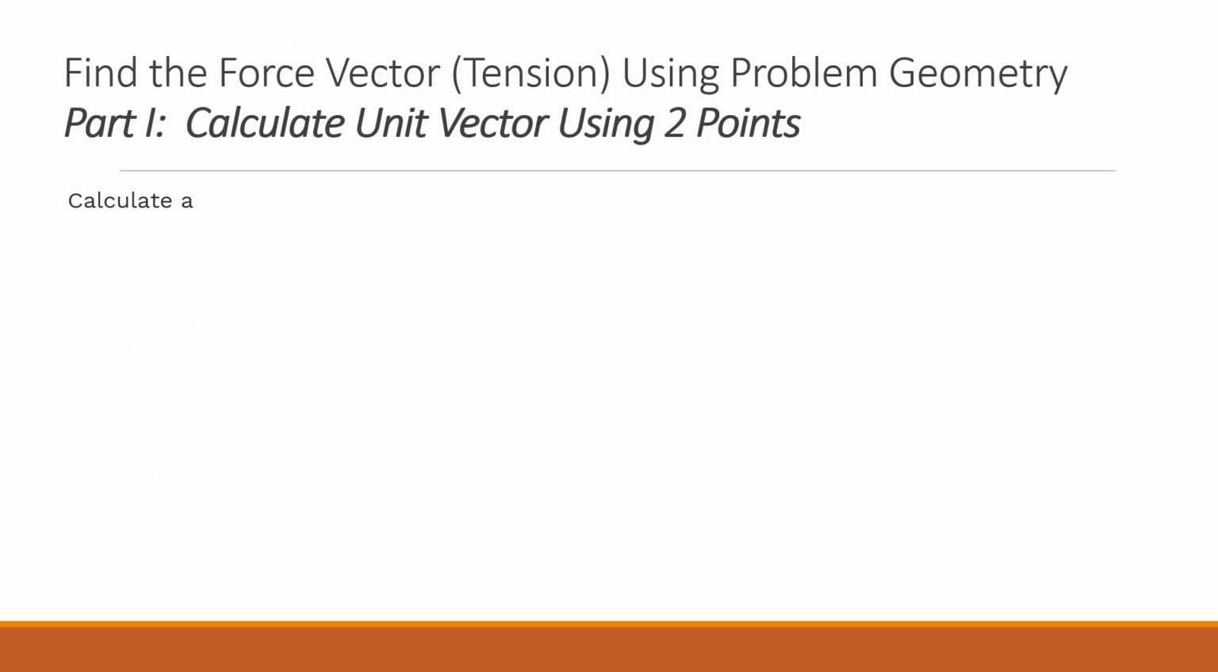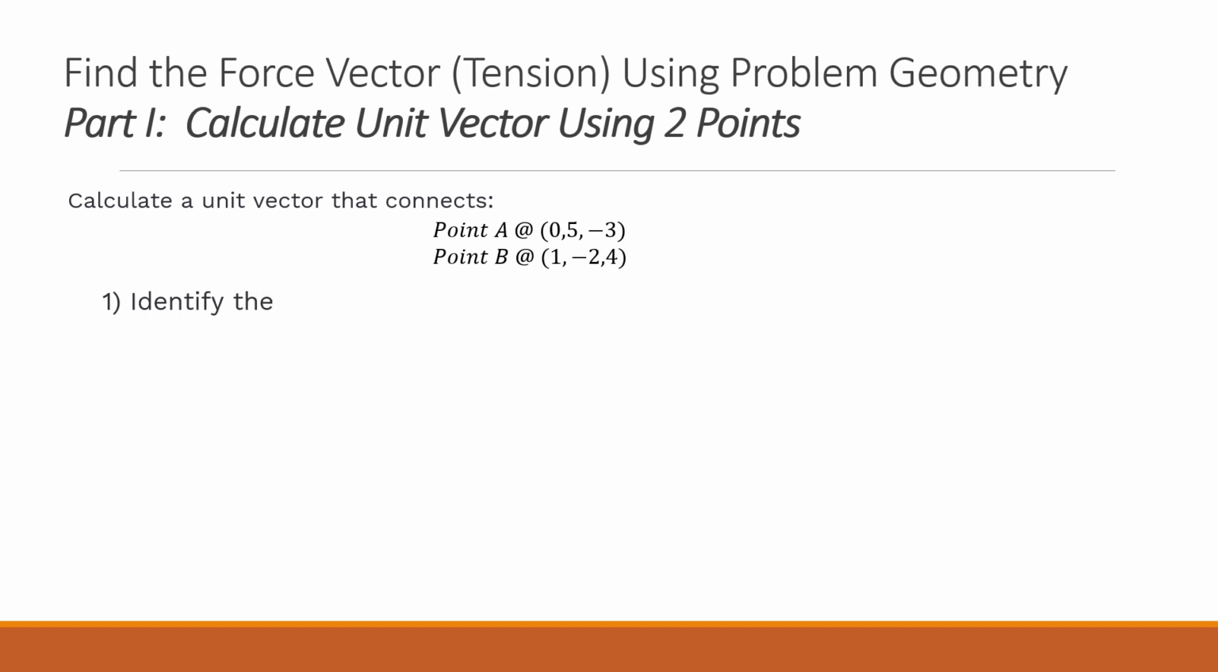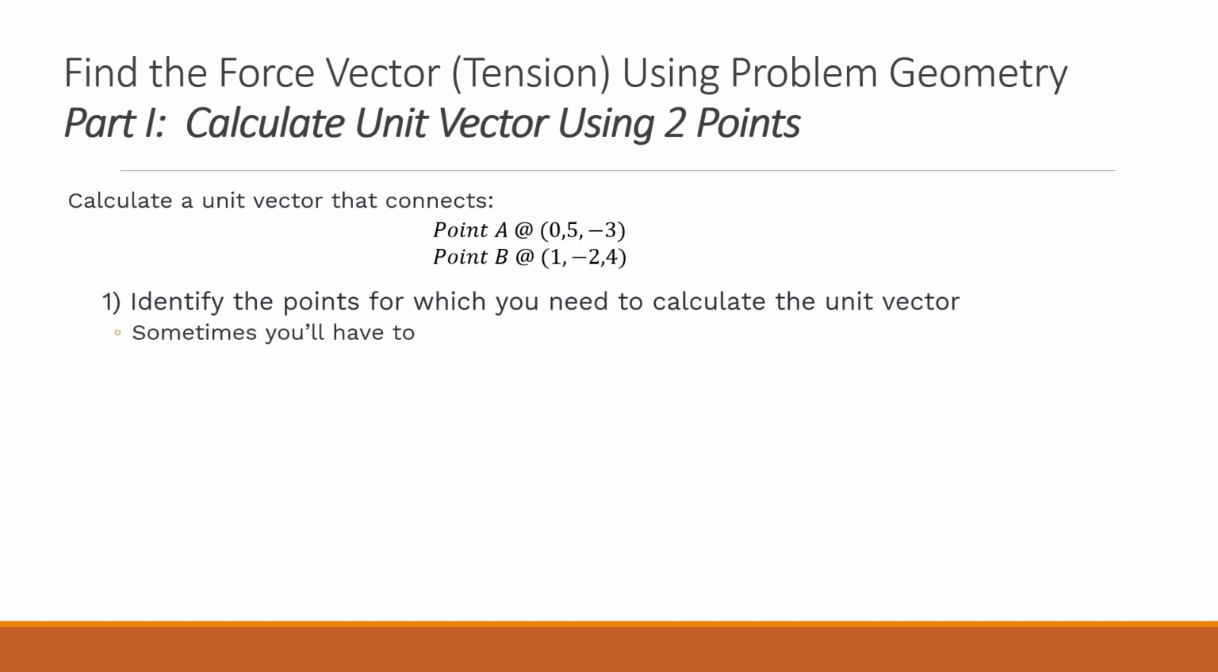So let's say we need to find the force of tension using problem geometry. Calculate a unit vector that connects point A at 0x, 5y, and negative 3z with point B at 1x, negative 2y, and 4z. First step is to identify the points that we need to calculate our unit vector for. Sometimes we'll have to figure this out using our problem geometry. So if we have a spatial diagram, we'll have to figure out the coordinates of each point and then subtract them. But in this case, we were given our points in our problem statement.